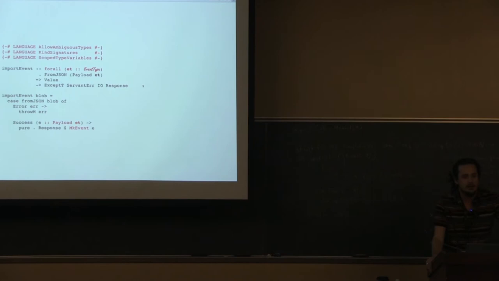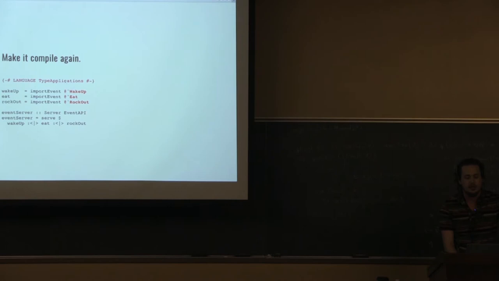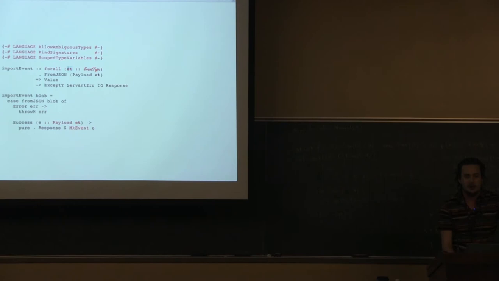So that gets us around that problem. Are there any gotchas with that? There are no gotchas, because we're just going to solve the problem in the very next slide. On the next slide, I need to fill in that type parameter somehow. What I can do is turn on TypeApplications, which allows me to explicitly fill in a type variable without having to pass anything at the value level. The syntax is, I have this at sign, and then I can apply a type to this function. So I'm applying this Wakeup type to my function importEvent. What this does is it says, I want to fill in this ET type with that type.